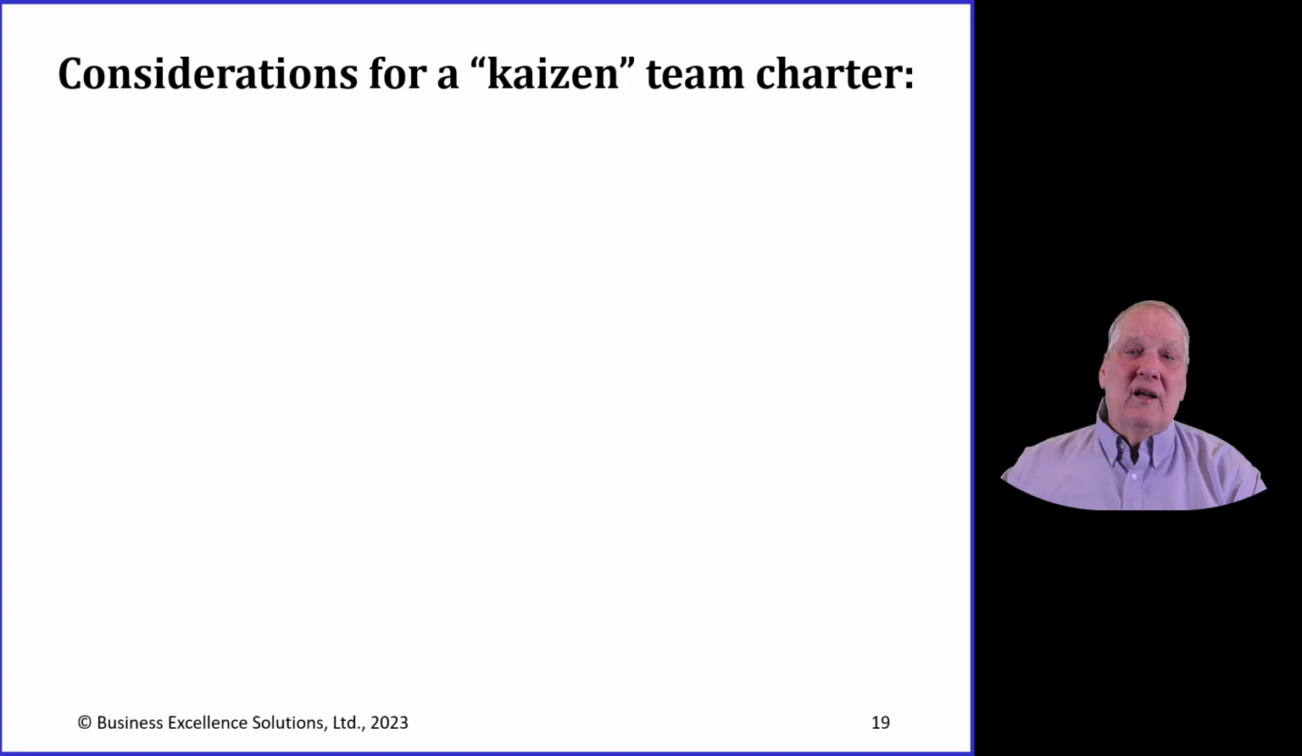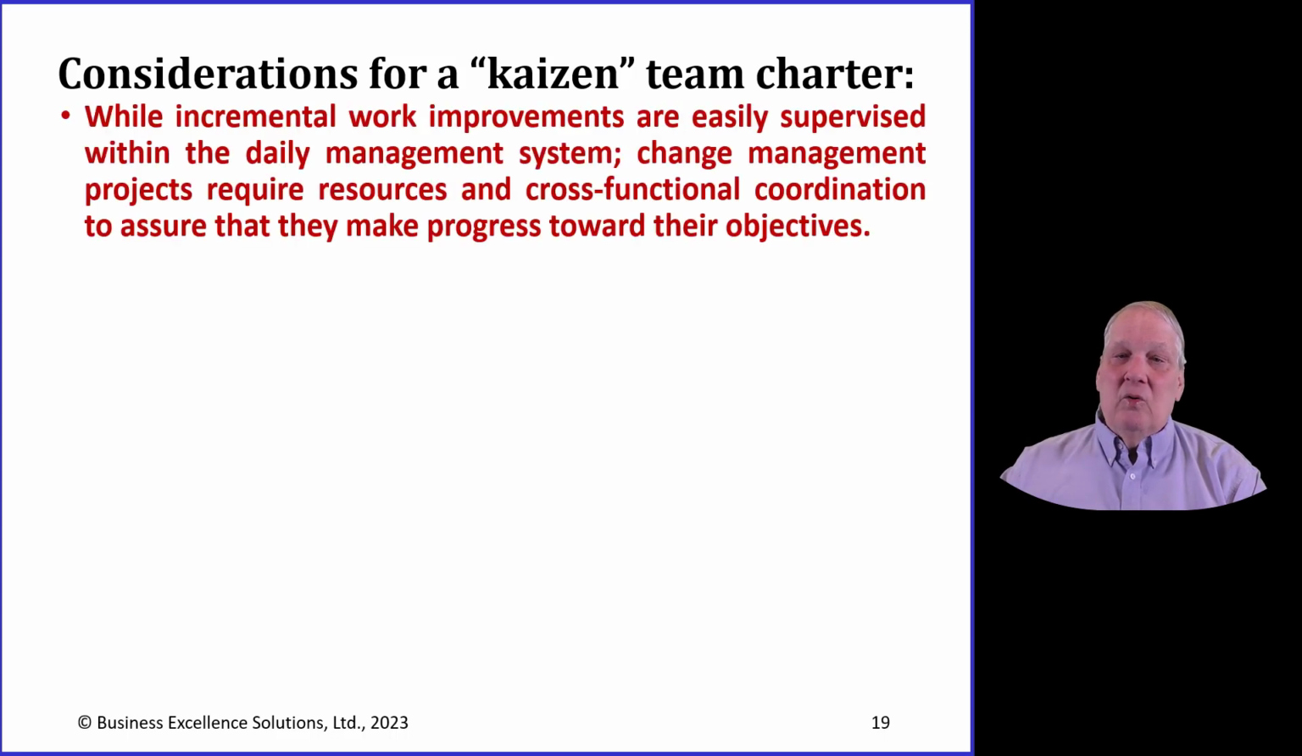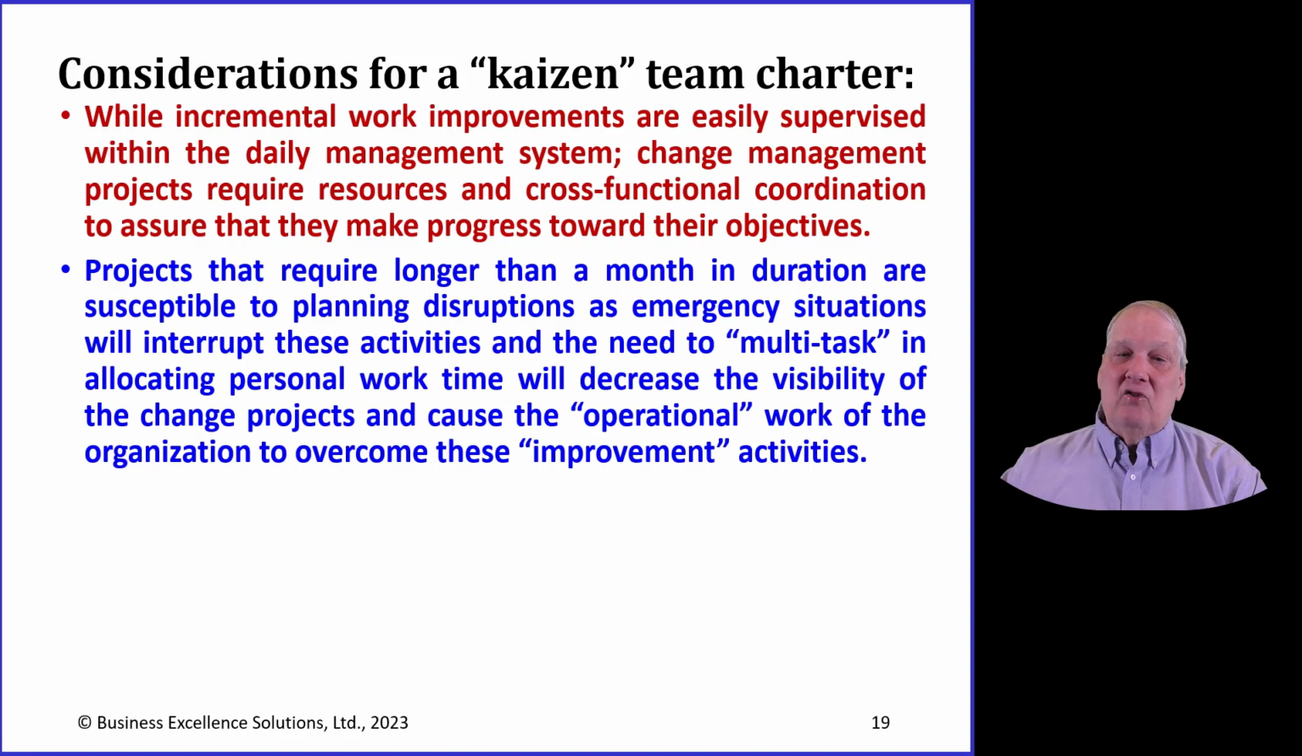So when we're taking a look at a Kaizen team charter, we start seeing that incremental improvements are easily managed within the daily management system. This is what we call sometimes lean management. Change management, though, requires resources and cross-functional organizations. And that means that we have to have progress towards objectives. That requires senior management attention.